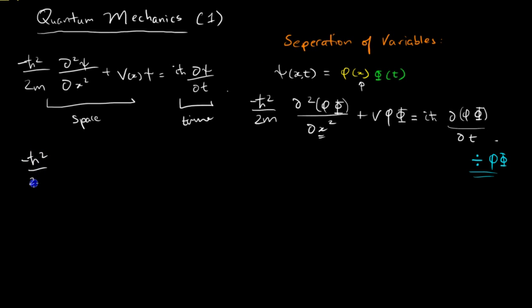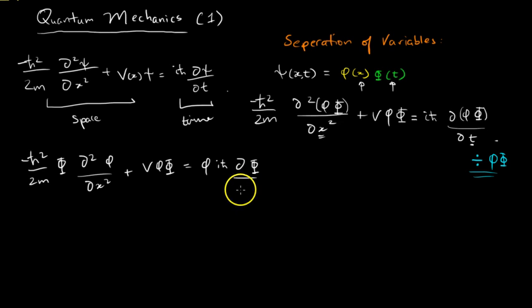Negative h bar squared over 2m. And as I just said, we can pull capital Psi out because we're not deriving with respect to it. Okay, and now we just have d squared phi over dx squared. And then we're left with the same V phi capital Psi, is equal to, now this is with respect to time, and the time part is the capital one, so we can pull out the lowercase because it's essentially another constant. So we have phi over i h bar, and then we have d capital Psi because it's with respect to time.